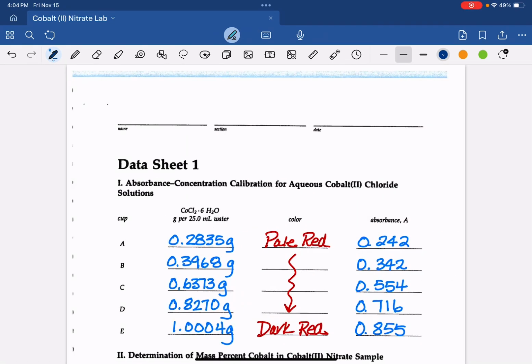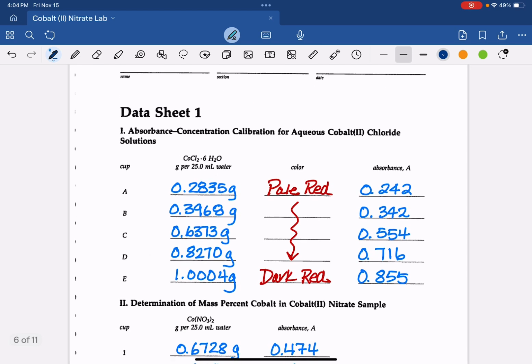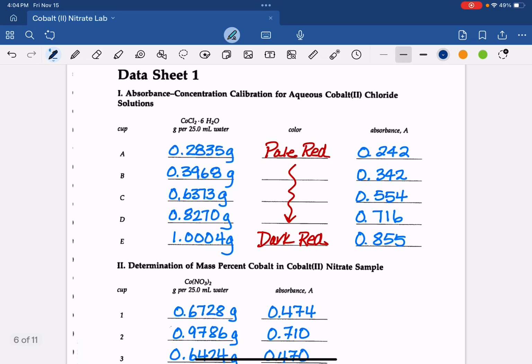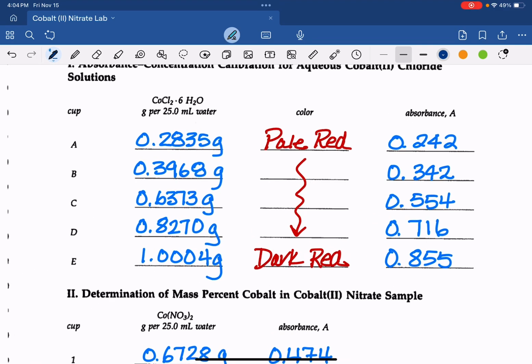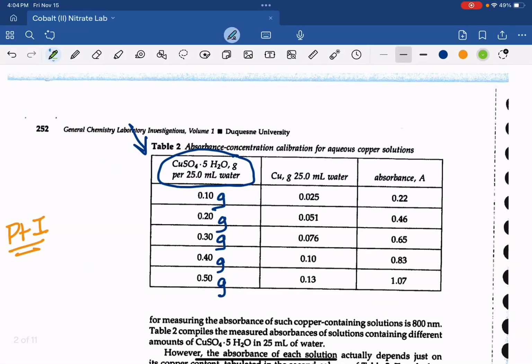to your data table, this is data sheet number 1, and you're going to notice that in blue for part 1, we have our data that we collected for the cobalt chloride hydrated. It had 6 waters that was collected when you did the lab. You then use that information to get the absorbance. Okay, so we have this column and we have that column. In a similar fashion, that is what's given to us here along with the absorbance information.